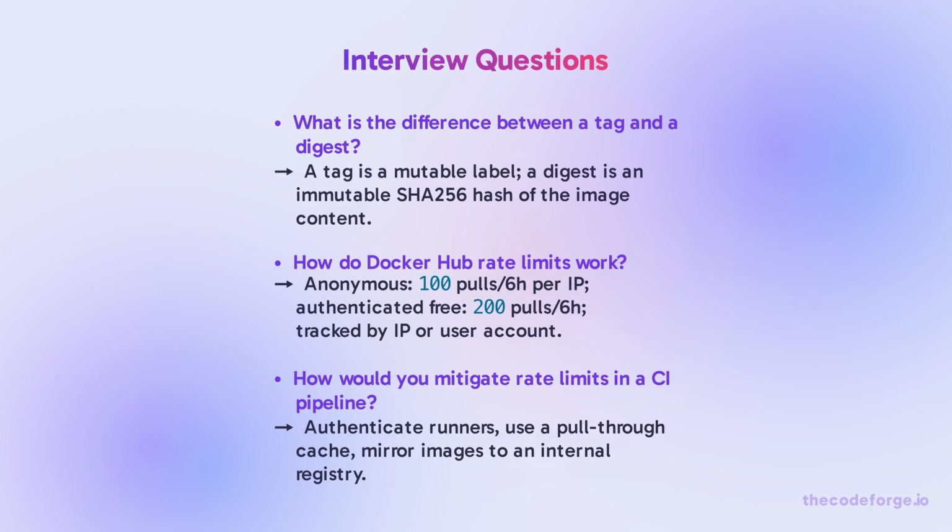Let's run through some common interview questions. What is the difference between a tag and a digest? A tag is a mutable label. A digest is an immutable SHA-256 hash of the image content. How do Docker Hub rate limits work? Anonymous, 100 pulls per 6 hours per IP; authenticated free, 200 pulls per 6 hours, tracked by IP or user account. How would you mitigate rate limits in a CI pipeline? Authenticate runners, use a pull-through cache, mirror images to an internal registry.